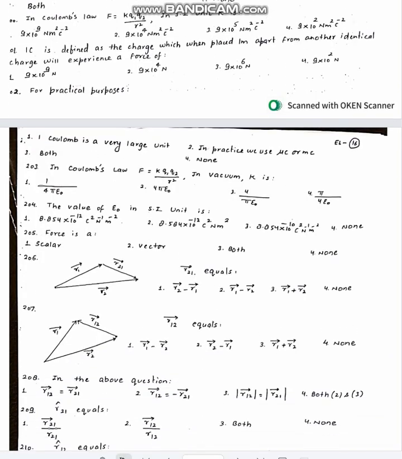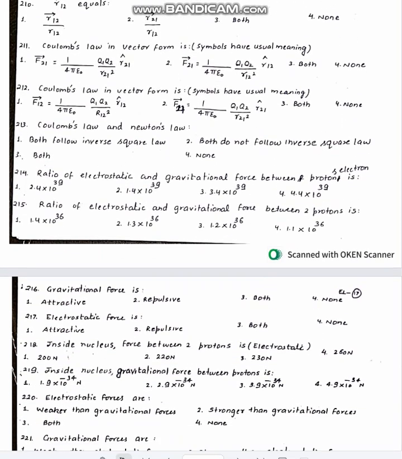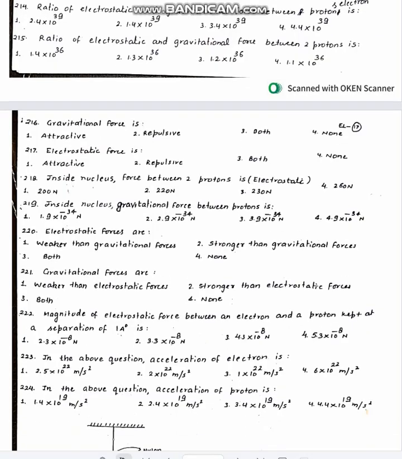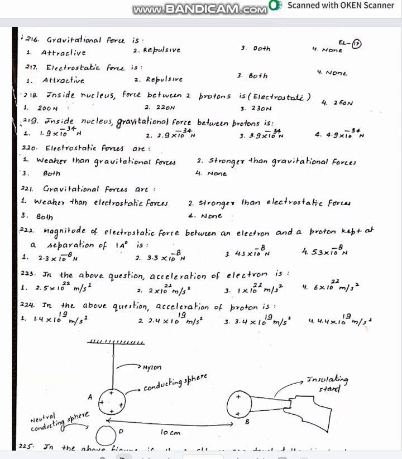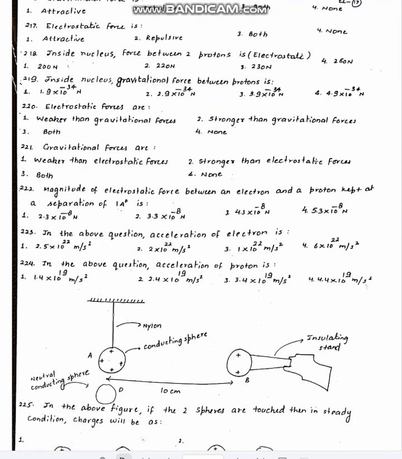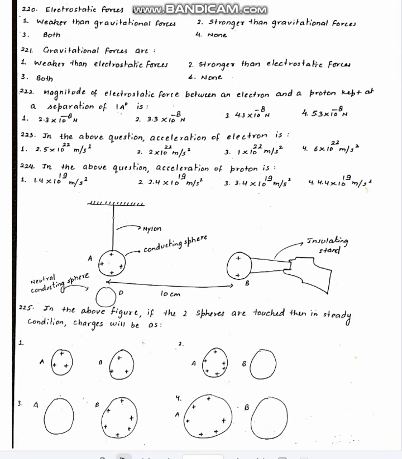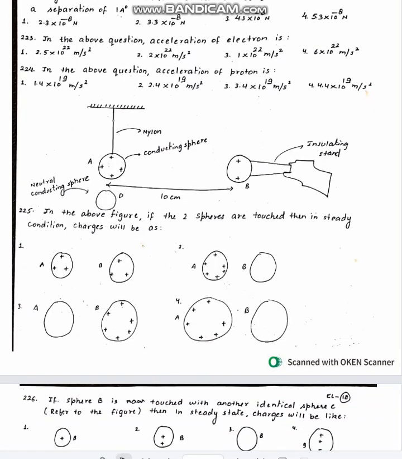Then we have some questions based on vectors, then unit vectors, then Coulomb's force in vector form, then ratio of forces, electrical and gravitation between electron and proton. Then we have some theoretical questions based on gravitation and electrostatic forces. Then some questions related to inside nuclear forces, then comparison between electrostatic and gravitation forces. Then we have some numerical based question on magnitude of forces, acceleration of electrons, acceleration of proton.